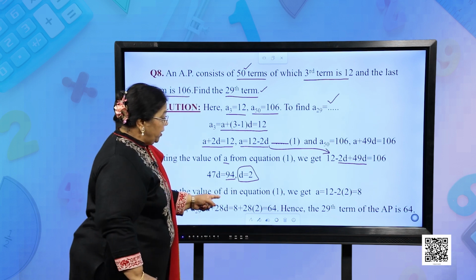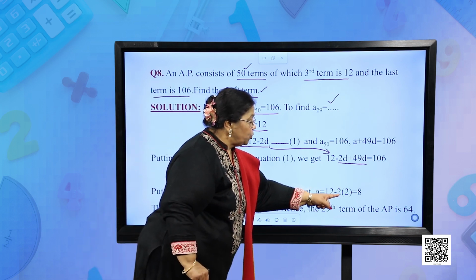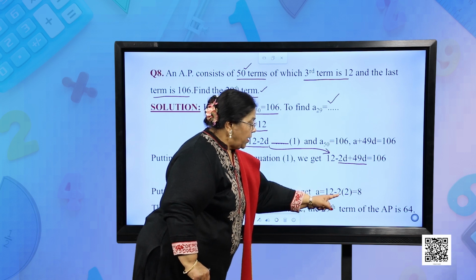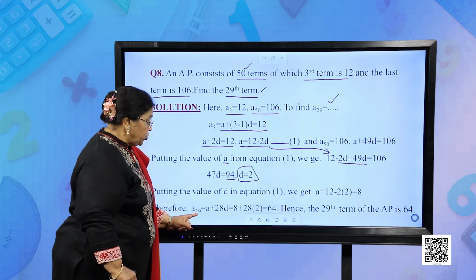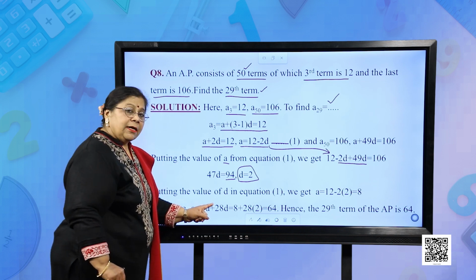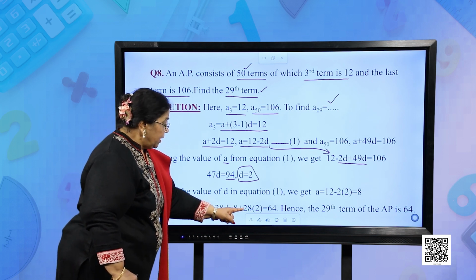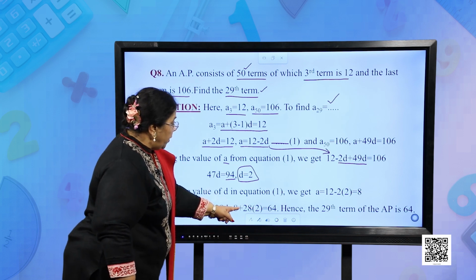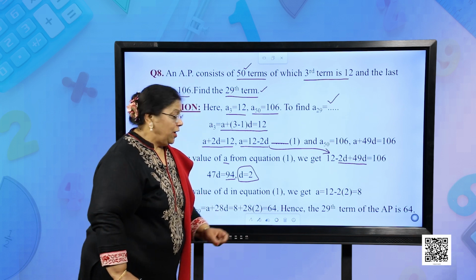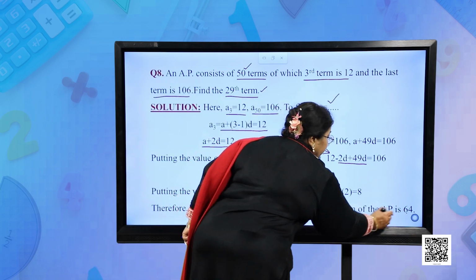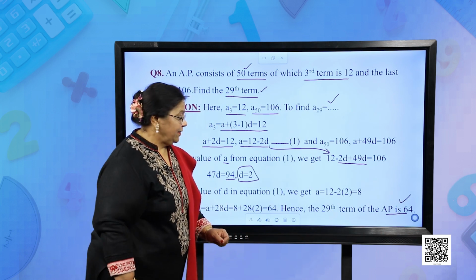Now, putting the value of D in the first equation, what do I get? A is equal to 12 minus 2D, 2 2s are 4. What is 12 minus 4? It is 8. So, therefore, A29 as I was supposed to calculate, can be written as A plus 28D. On substituting the values, A is 8 plus 28 into 2. So, 28 2s are 56, 56 plus 8 is 64. Therefore, the 29th term of the AP is 64. I hope it is clear. Shall we go to the next question?